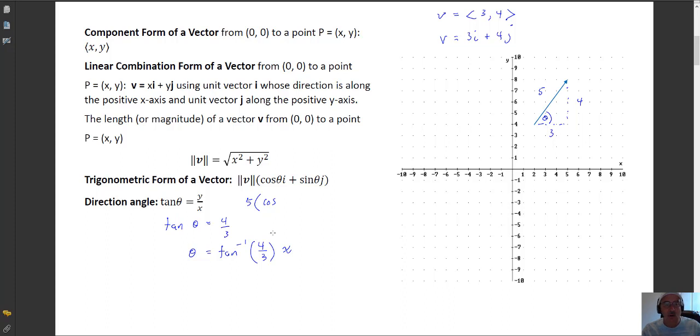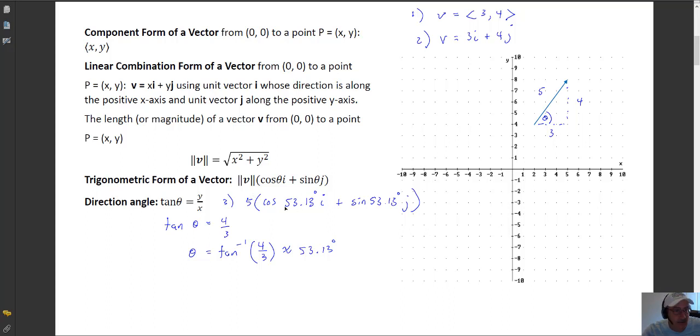So go ahead, let's go in degree mode. All right, so I got about 53.13 degrees, so I'm going to say the trigonometric form of this vector is 5 times the cosine of 53.13 degrees i plus the sine of 53.13 degrees j. So now we have 3 different ways to write the same vector, and we will be using all 3 of these methods to describe vectors in this section.